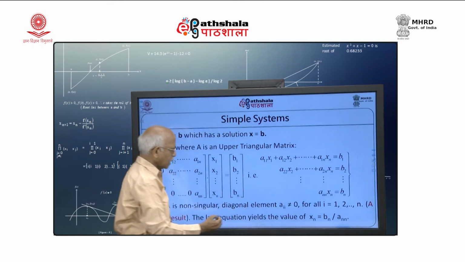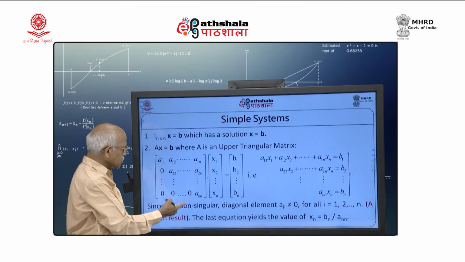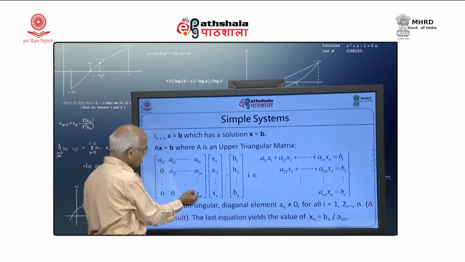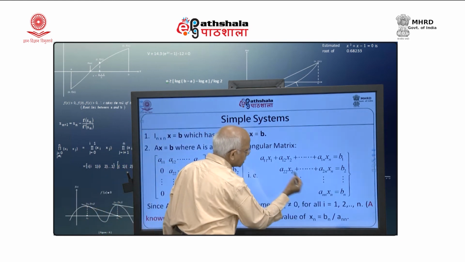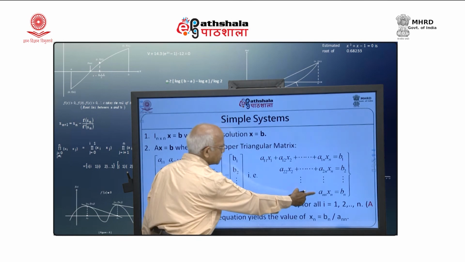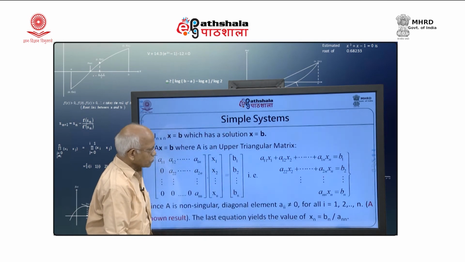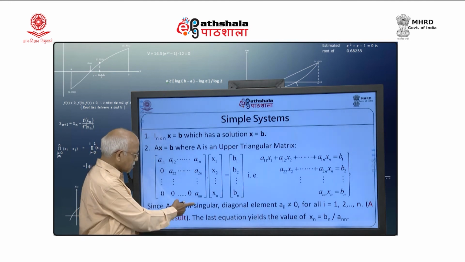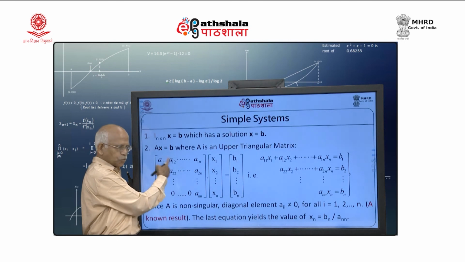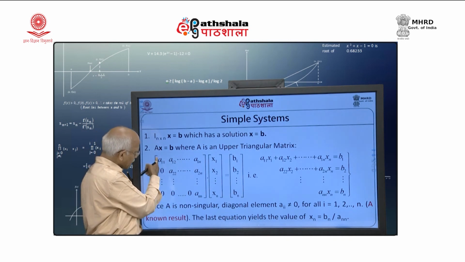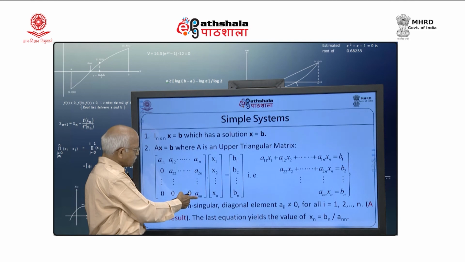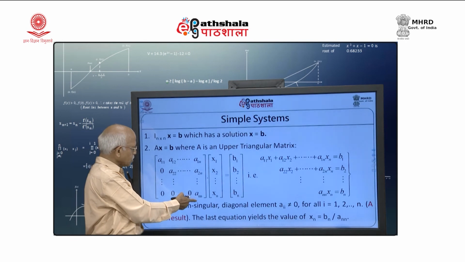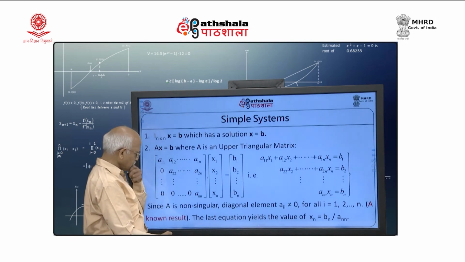Since A is non-singular, the diagonal elements a_ii will not be equal to 0, because of non-singularity. It is guaranteed that in the upper triangular form the diagonal elements will not be equal to 0 for all i equal to 1, 2, 3 up to n. This is a known result in mathematics. In fact, from the determinant's point of view, the determinant of this matrix is given by the product of the diagonal elements, and since the matrix is non-singular and the determinant has to be non-zero, none of them can be 0.